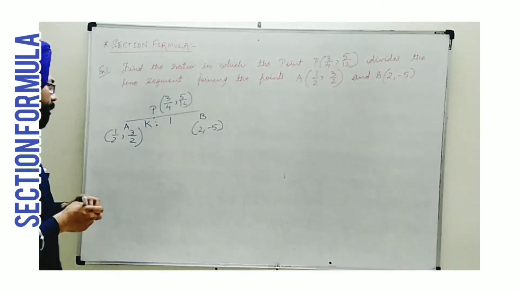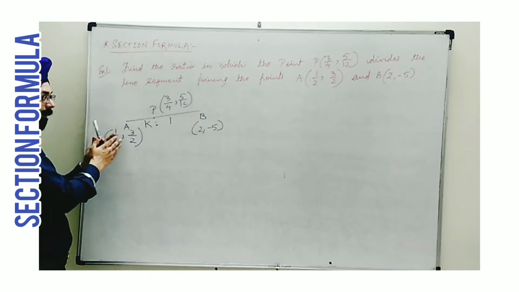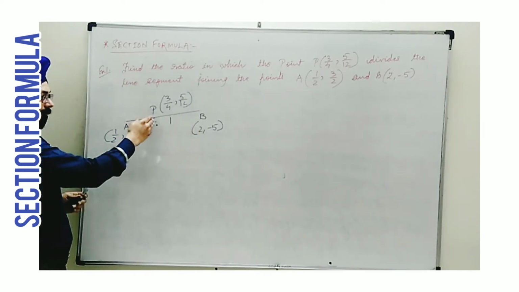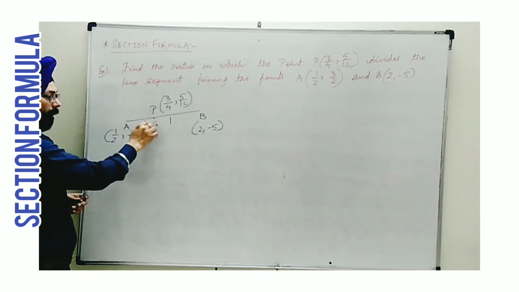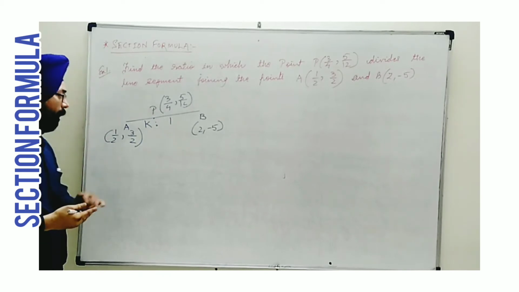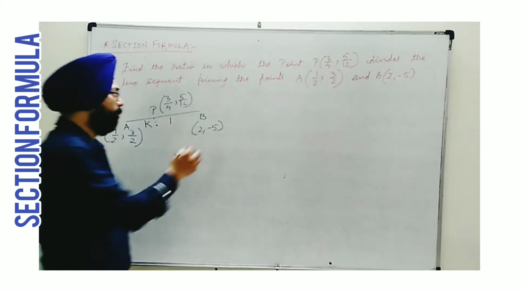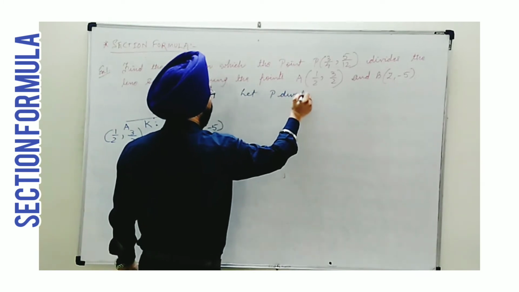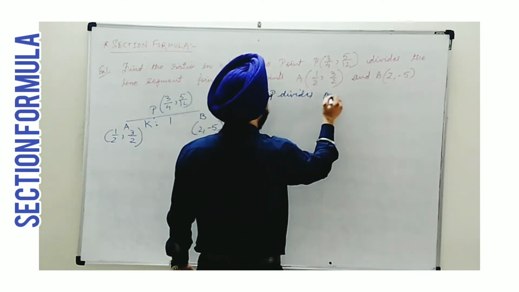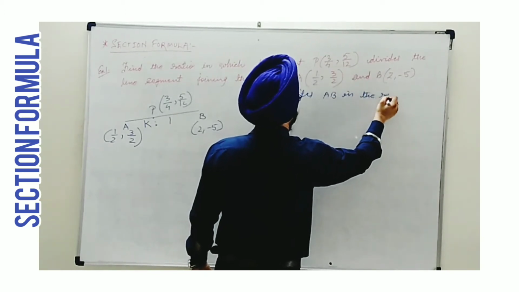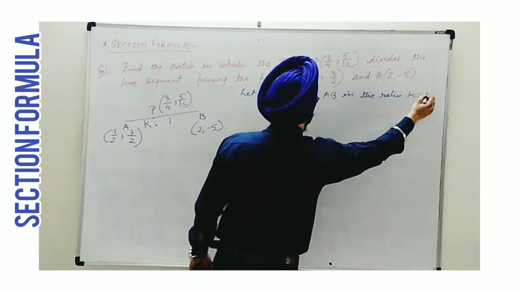Okay, we consider that in this sequence we have taken everything: A first, P second and B later. Then we have taken K as the first portion AP, and corresponding to it, PB as well. So K is to 1 is the required ratio. We can write a statement: P divides AB in the ratio K is to 1.